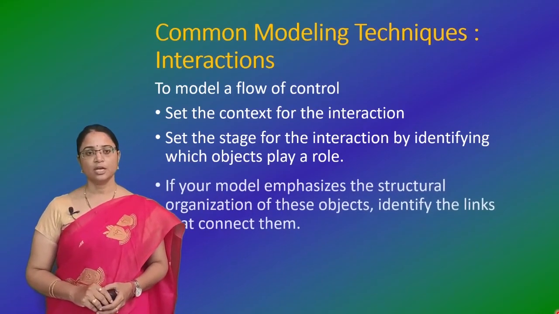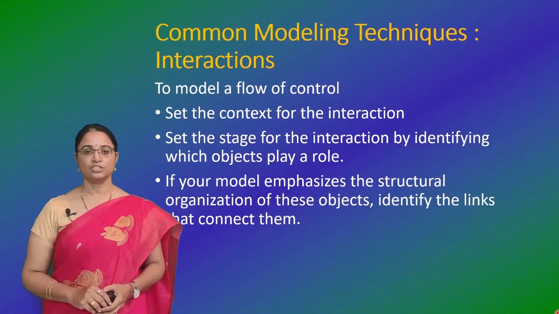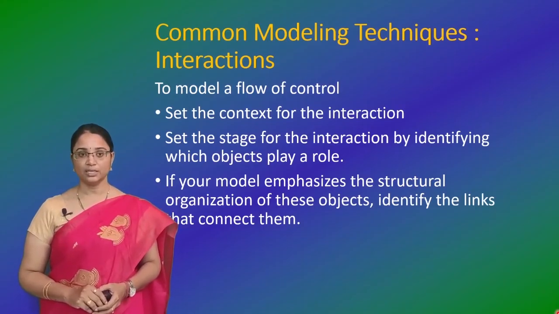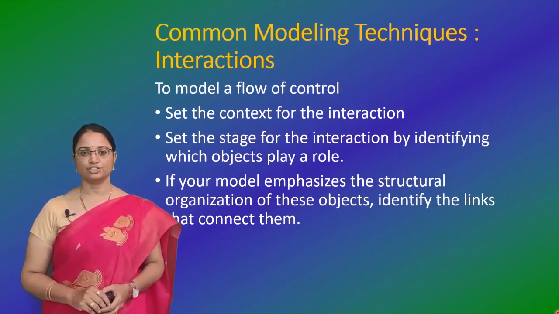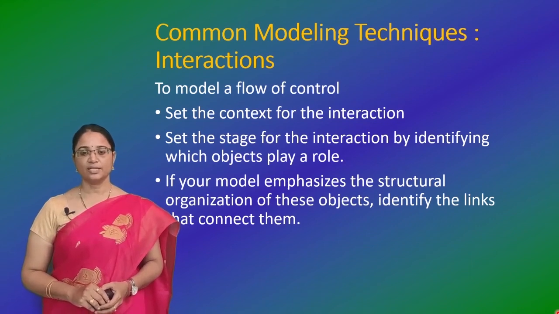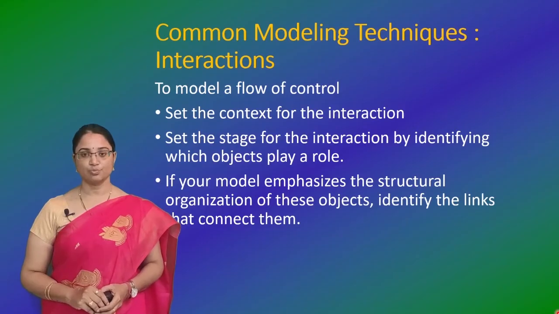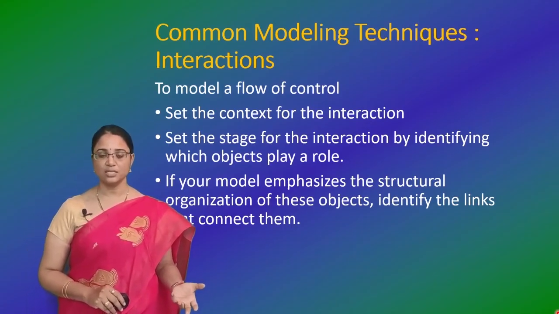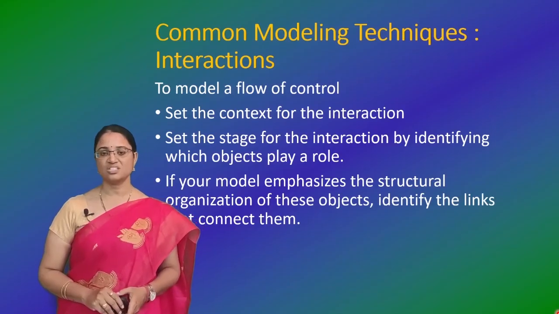Next, if your model emphasizes the structural organization of these objects, identify the links that connect them, relevant to the paths of communication that take place in the interaction. Specify the nature of the links using the UML standard stereotypes and constraints. We have also seen the standard stereotypes: the association, and local, global, self. These are some of the messages, and you can use those stereotypes.